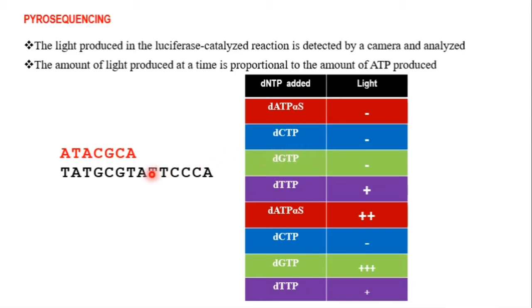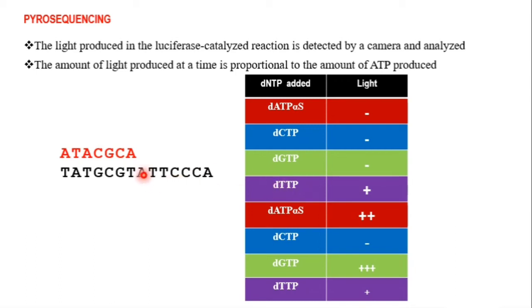So here also G is not suitable, so that dGTP will also be degraded by the apyrase, and so there will be no signal here. The system will next add dTTP, and then DNA polymerase will check whether it is suitable here.